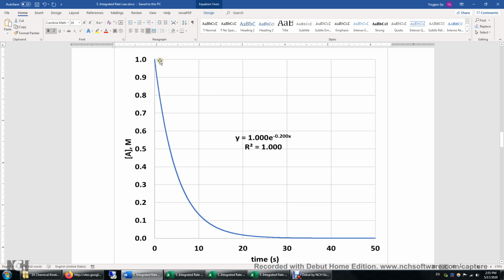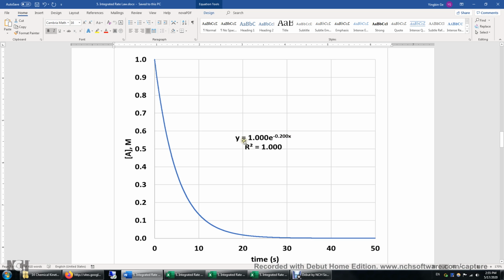So at the beginning, it's 1.0 molar, and then after 10 seconds, it's here, it's 0.1 something molar, 20 seconds, 30 seconds, 40 seconds, 50 seconds. Well, actually at 50 seconds, this concentration of A is not 0. It's very small, but not 0. When does A become 0? You look at this equation, only when x approaches infinity.